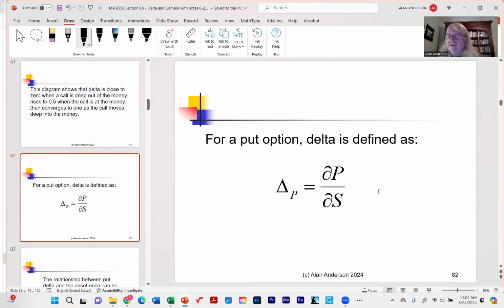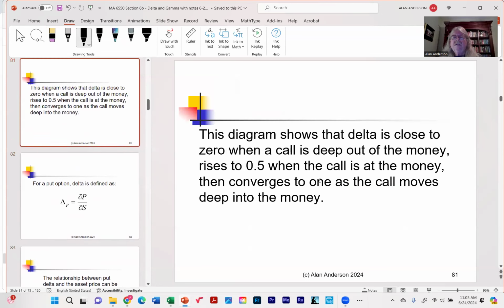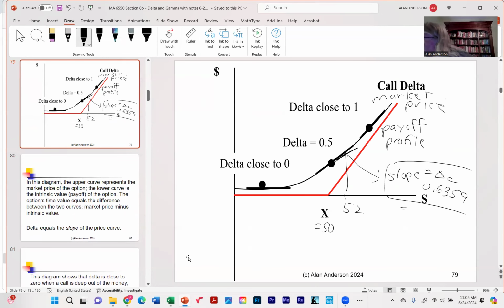So the put has its own delta, of course, except now the delta will be negative. If the stock price goes up, the put will go down. You can see from this graph that it is the slope. The delta is the slope of this curve, and it's always going to be negative. But it can't go outside the range 0 to -1. Here, the call delta has to stay in the range.